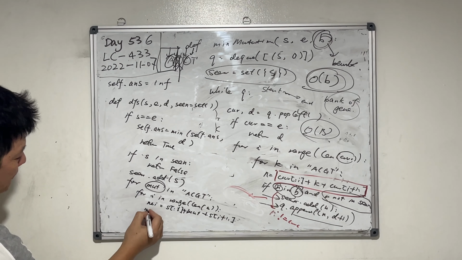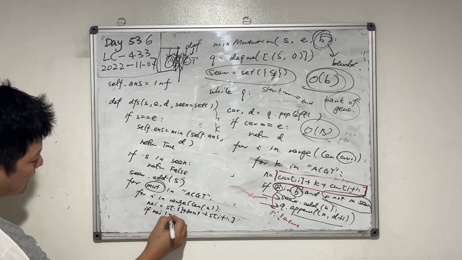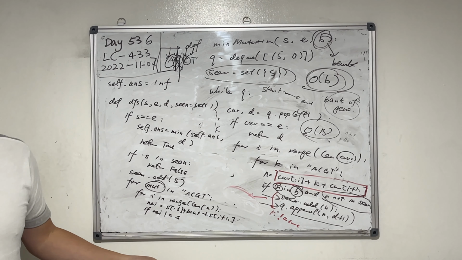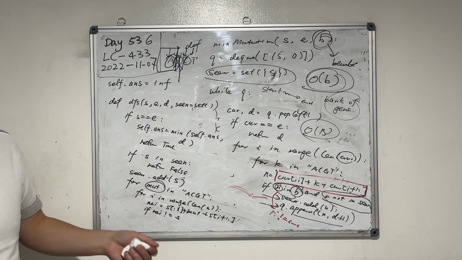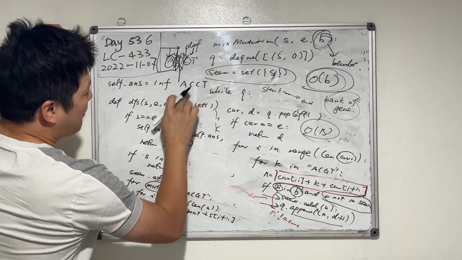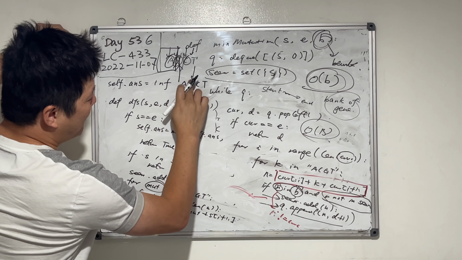Of course, this neighbor can't be the same as s, because if it's the same thing, there's no mutation. We're just iterating. Look, ACCT. For example, I want to mutate the second one. The second one has 4 choices.